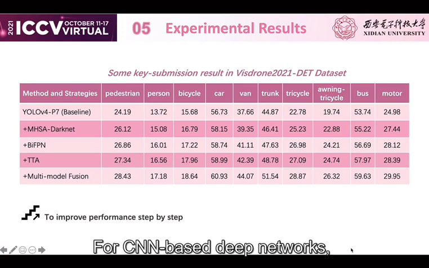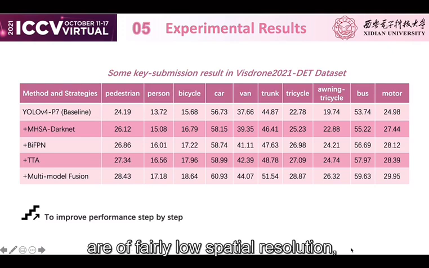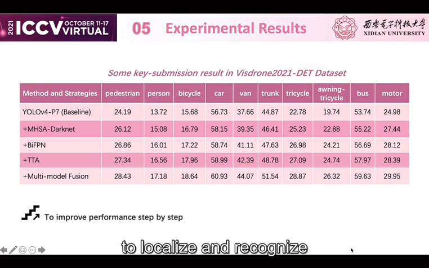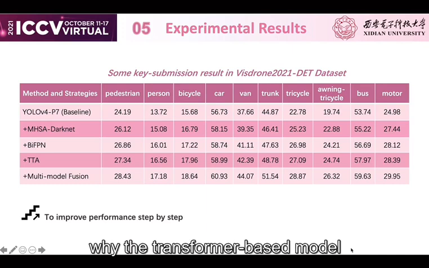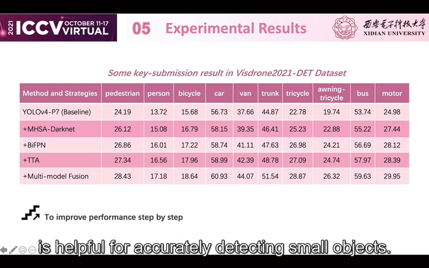For CNN-based deep networks, the high-level feature maps are of fairly low spatial resolution, which leads to the lack of enough information to localize and recognize small objects. Small objects always show the co-occurrences of certain classes in images, which to some extent explains why the transformer-based model, which focuses on global context information, is helpful in accurately detecting small objects.